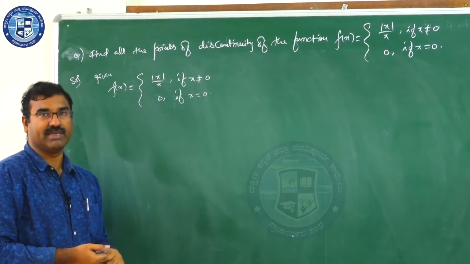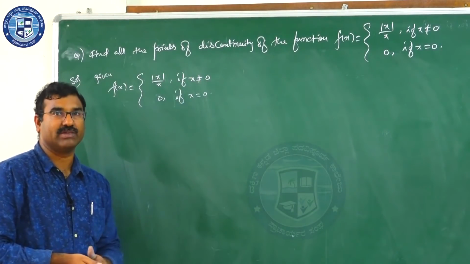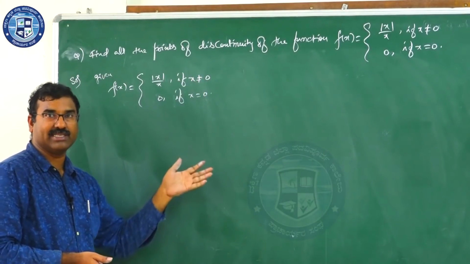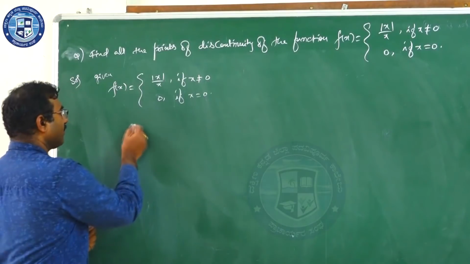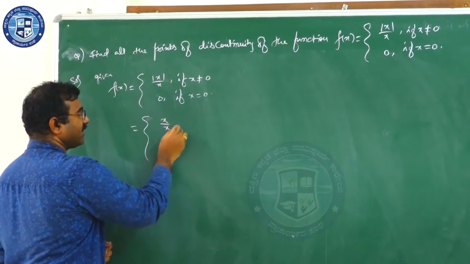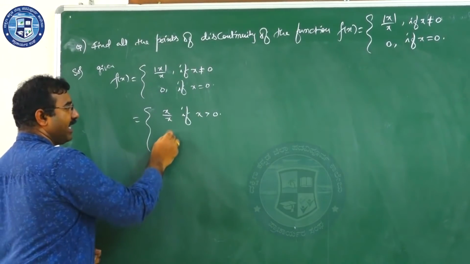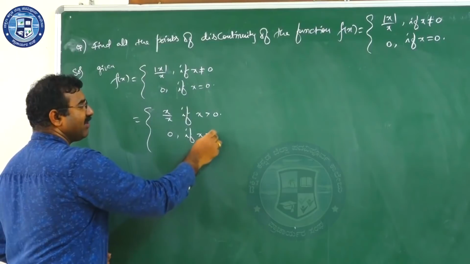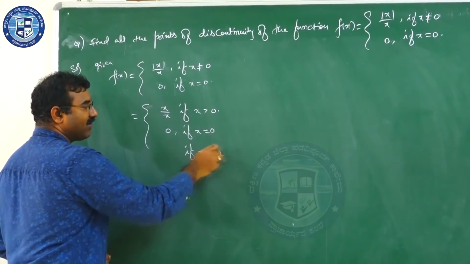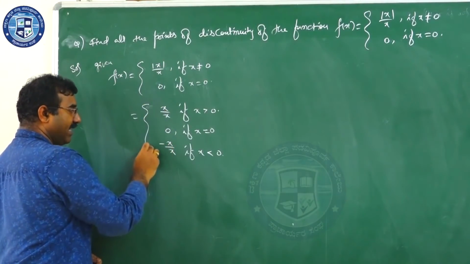x not equal to 0 means it may be either less than 0 or more than 0. 2 cases are there. So we will split this: x by x if x greater than 0, and we will write 0 if x equals 0, whatever they given, and if x is less than 0, mod x becomes minus x by x.